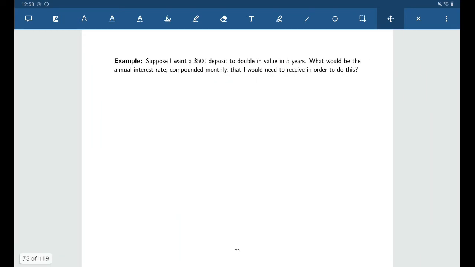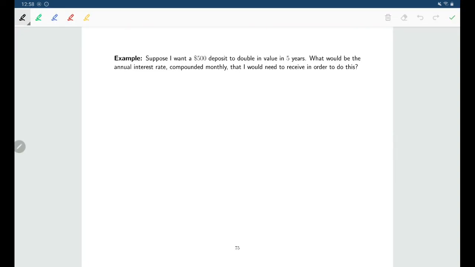Okay, so now we've got a different scenario here. We have a $500 deposit and we want it to double in value in 5 years. So starting off, we know our principal is 500. We know that in 5 years, when time is 5, we'll have a final amount of $1,000. We want to know what would be the annual interest rate. So the interest rate is our unknown, and it's supposed to be compounded monthly. So this is what we have, and this is what we need to find out.